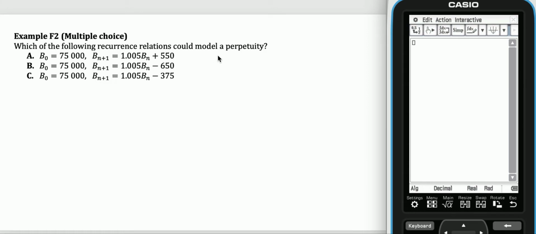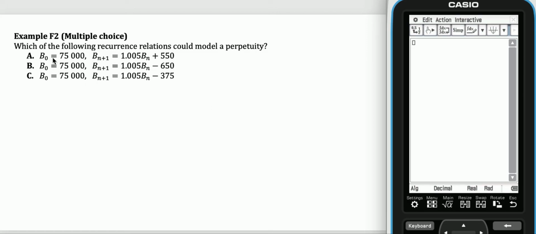So remember that what a perpetuity does is it's a bank balance where the value of the investment stays the same. Over time, it doesn't increase, it doesn't decrease, it just stays the same. So what we're trying to find is the recurrence relation where the initial value will be the same as the value after one time period, and then the same as the value after 2 and 3 and 4. In other words, if we start calculating B1, B2, B3, B4, and so on, we keep getting the same number over and over again. So let's look at each of them carefully.